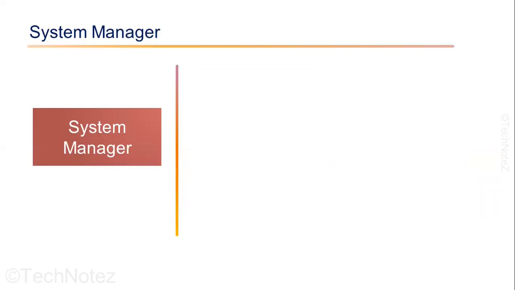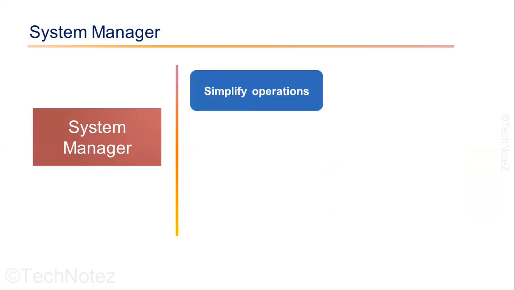System Manager brings lots of benefits for its users. System Manager helps you to simplify operations. AWS System Manager provides a single interface for managing your AWS resources and applications. That makes it easier to automate common operational tasks.